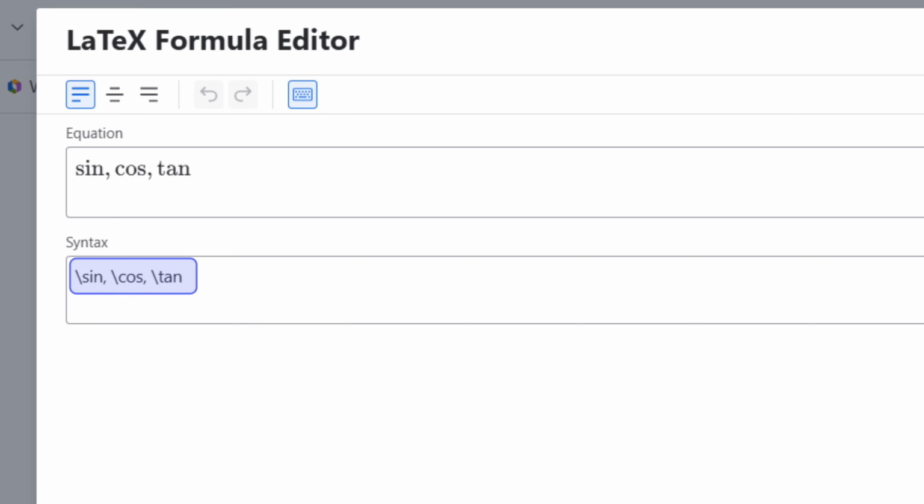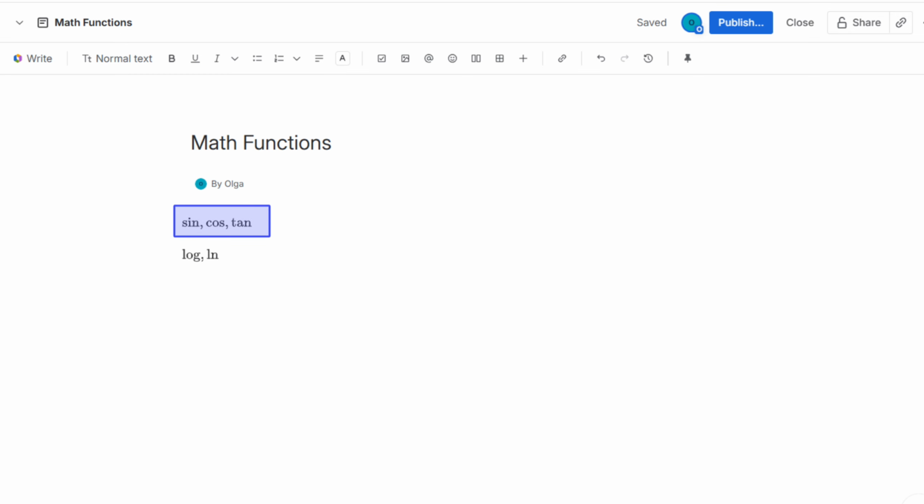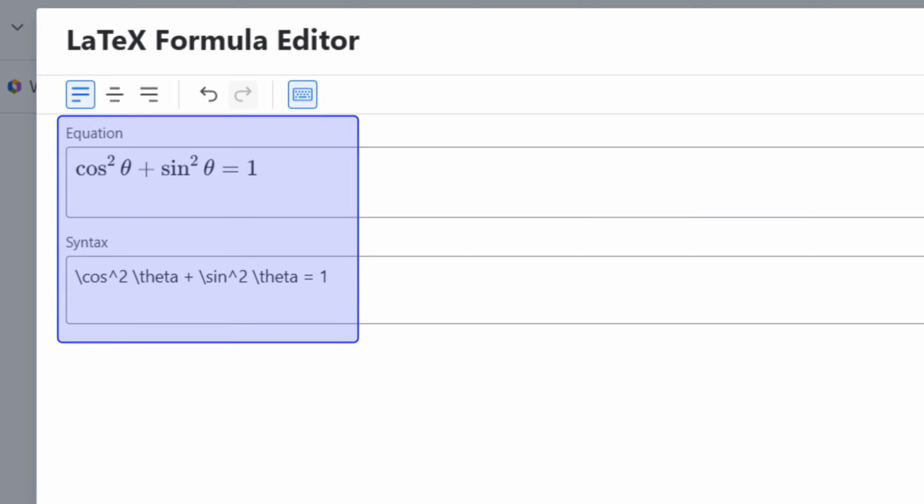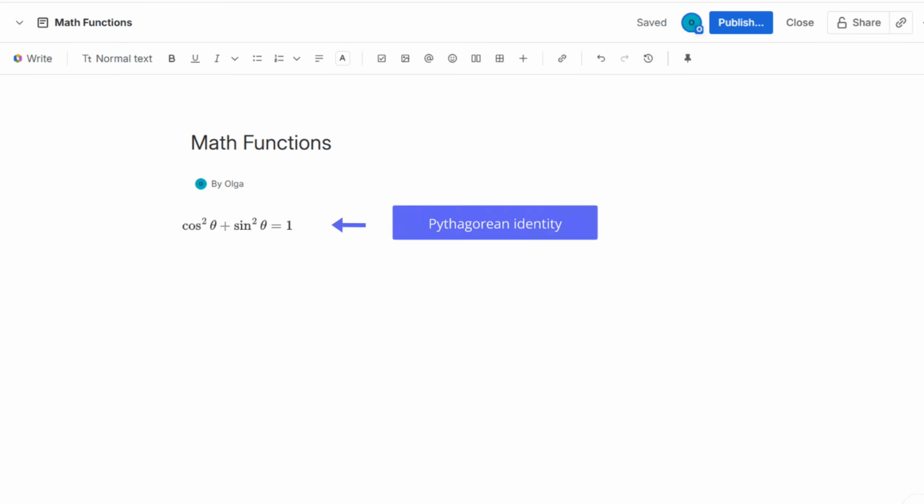LaTeX includes built-in commands for standard math functions, such as sine, cosine, and tangent, logarithm, and natural logarithm. And you can combine these functions into complete expressions, like the Pythagorean identity.